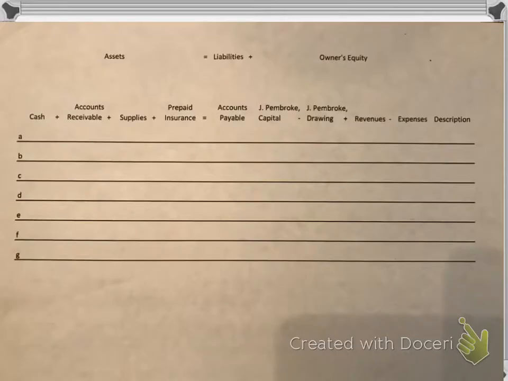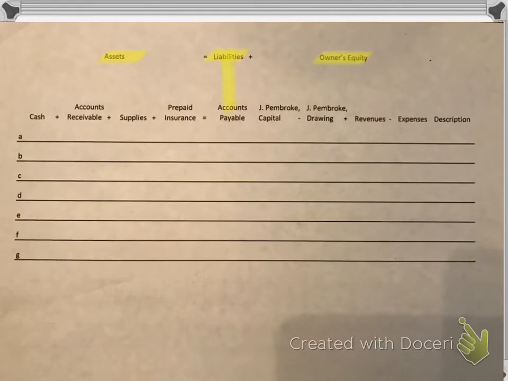So if we come over and let's look at the work paper, and I know you guys are going to be working this on the computer, but if you were working it with our working papers, it would look like this. So we have our accounting equation, assets equals liabilities plus owner's equity. And if you remember, as we discussed in the chapter, your assets are broken down into accounts. So these are all of your assets. Cash, accounts receivable, supplies, prepaid insurance. Those are the accounts that we'll need for this problem.